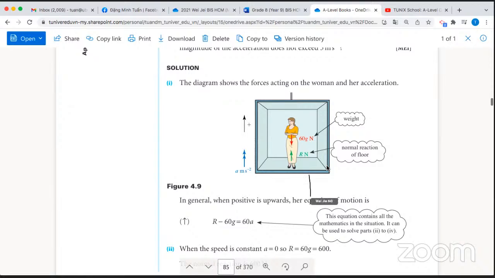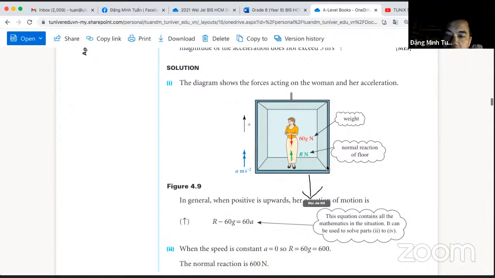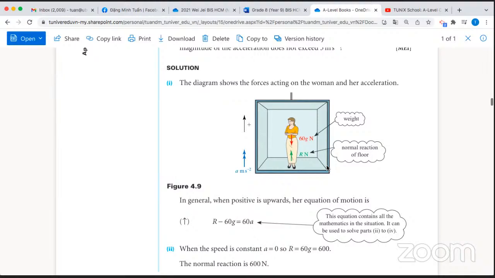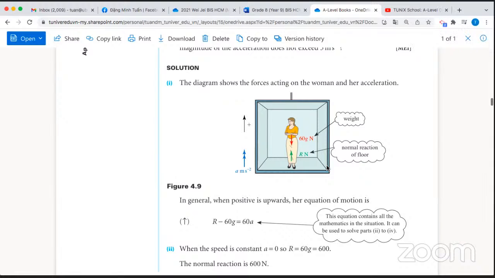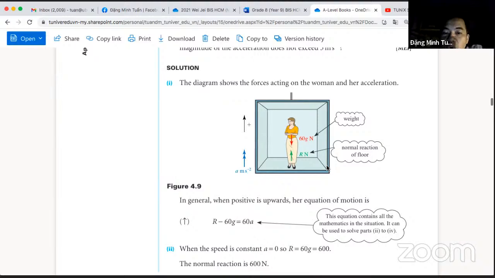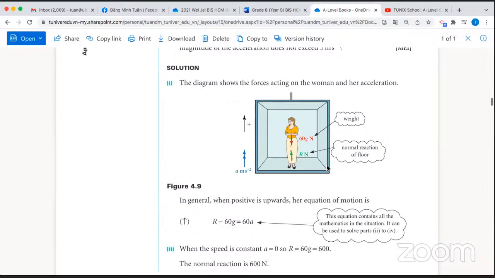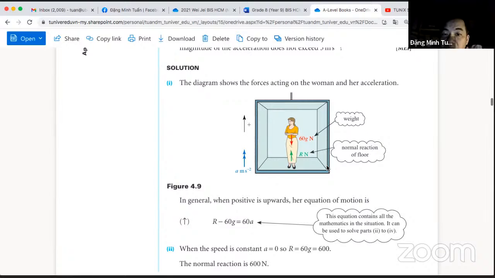Here, for example, the woman has two kinds of forces: reaction force and gravity. That's all. But the floor will go with acceleration A vertically, upwards. Now the positive direction is upwards. So the second law of Newton for the woman: reaction force minus gravity, 60G, equals 60A.